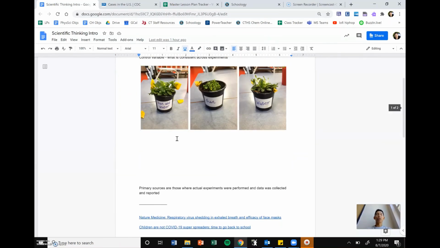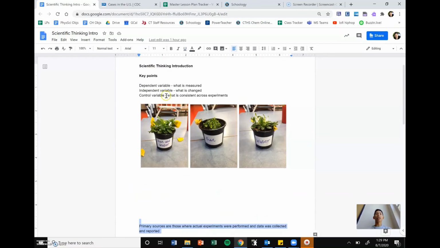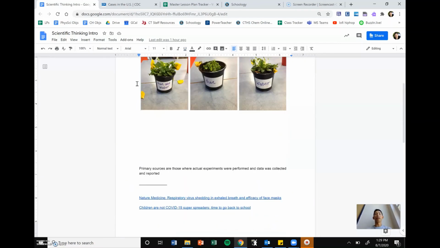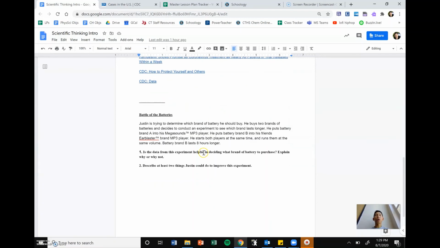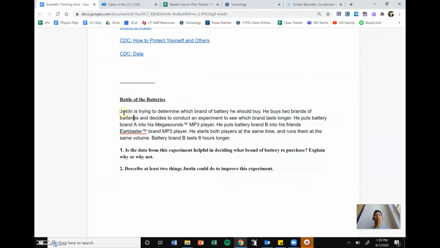So that's how to identify primary and secondary sources, and we've talked a little bit about what the dependent, independent, and control variables are. Let's go to one example from your practice to just see how you're going to practice this. This is from your homework. This is the first question. Battle of the batteries.